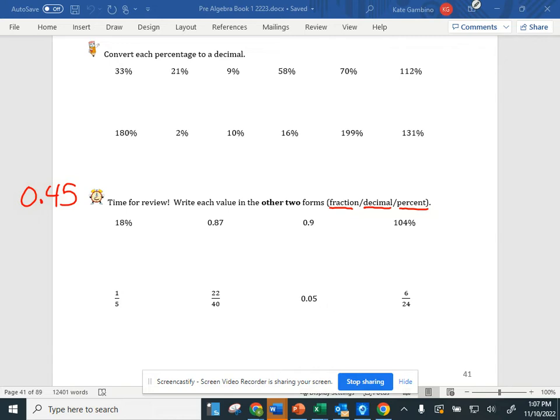So if we put this as a fraction, it would be 45 hundredths, 45 out of 100. We're going to divide that by 5. 45 divided by 5 is 9. 100 divided by 5 is 20. So always check your simplification. Some of us made mistakes when we were simplifying. So double check that you're simplifying. You're dividing out the same number out of the top and the bottom.